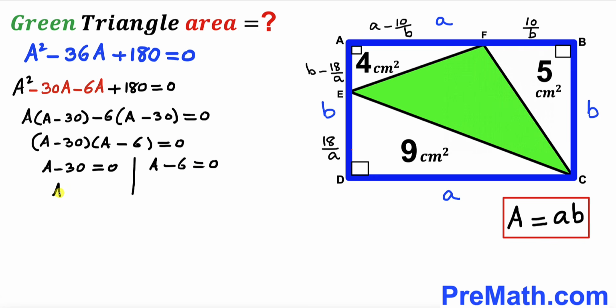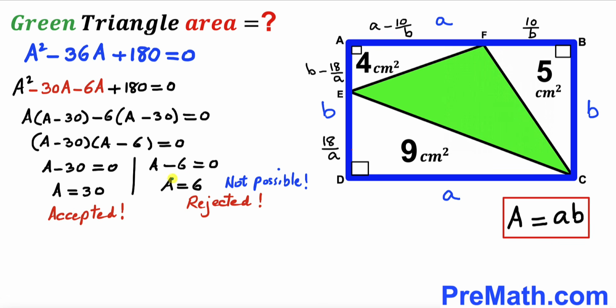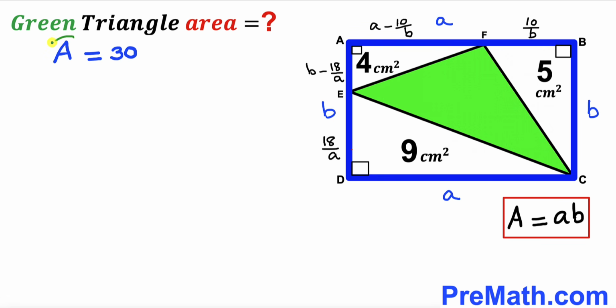In other words, this A area is going to be positive 30 and this A area is going to be positive 6. And now we can see A equals 6 area is not feasible because this is too small. So therefore we are going to reject this A equals 6 value, and we are going to accept A equals positive 30 value. So thus our uppercase A value turns out to be 30. In other words, this blue rectangle area is going to be 30.